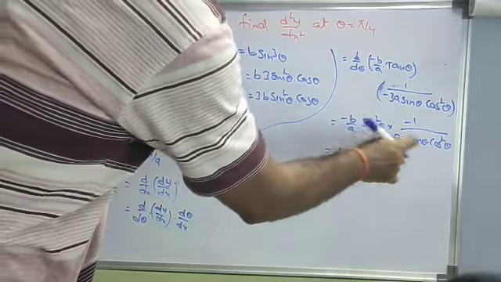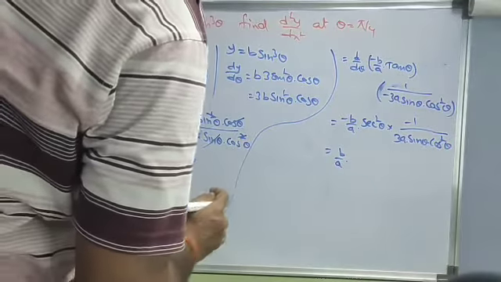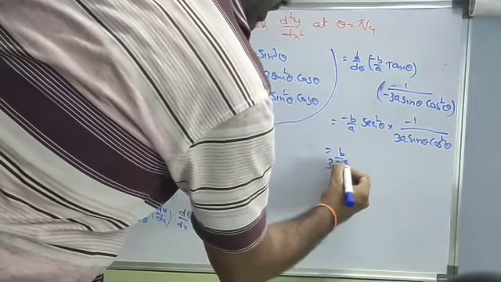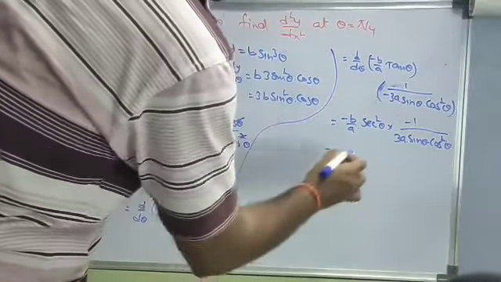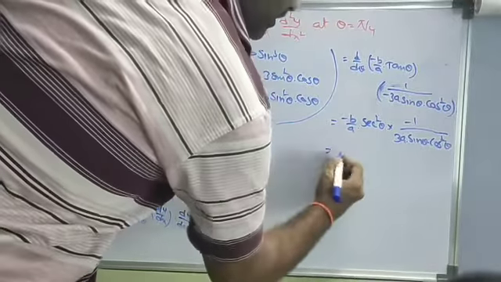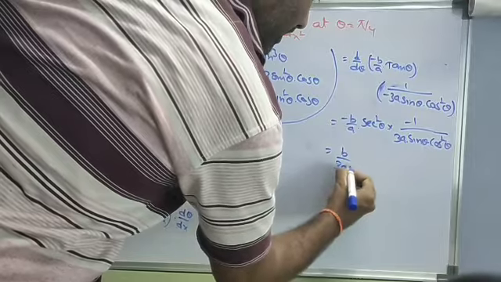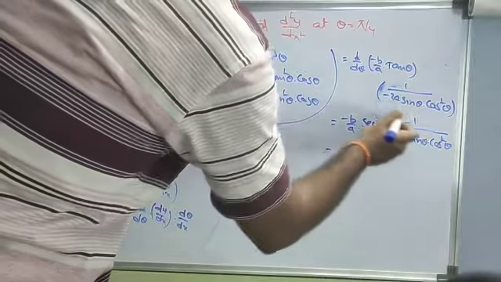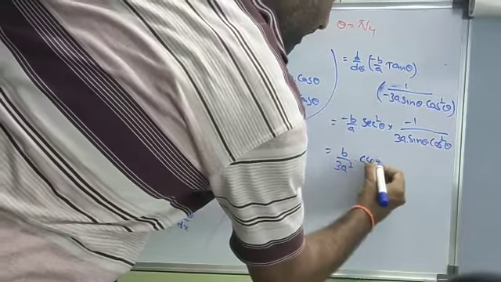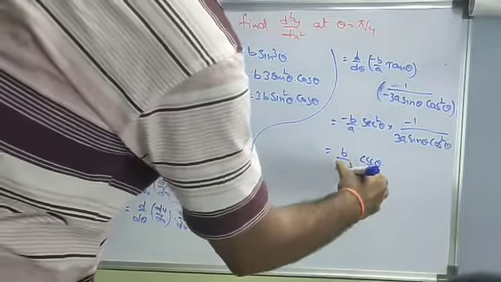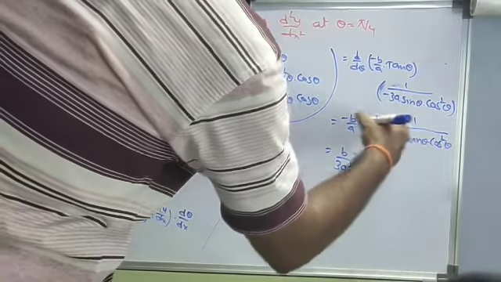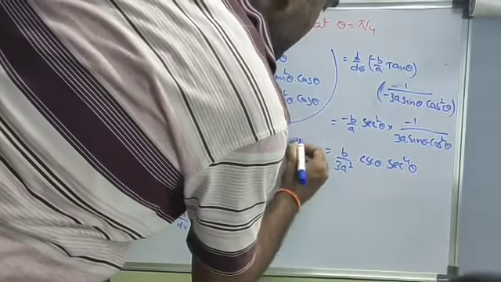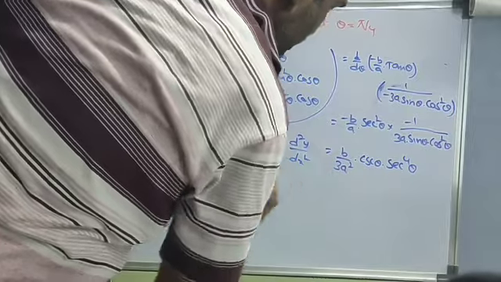If I take the total value into the denominator, 3a into a, 3a square, in the denominator, b by 3a square. I am taking these two values into the numerator. 1 by sin theta is cosecant theta, 1 by cos square theta is secant square theta. Already we have the secant square theta, so I will take secant power 4 theta. So this is the d square y by dx square.